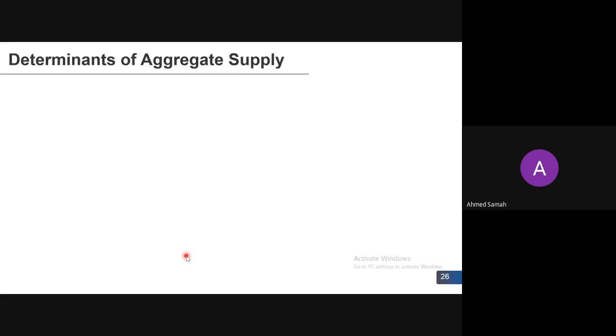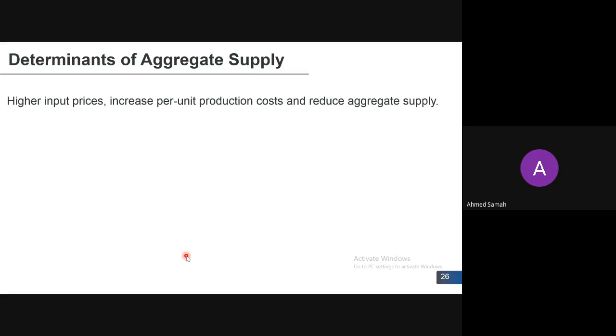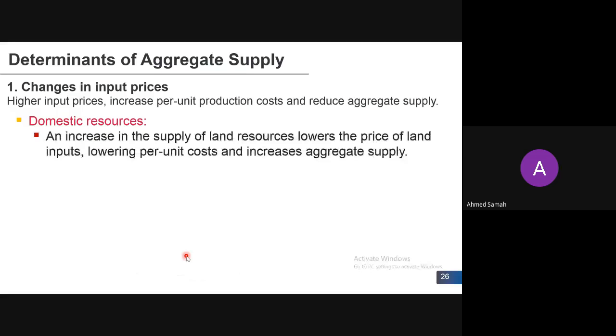Then looking at the determinants of aggregate supply, higher input prices increase per unit production costs and reduce aggregate supply. For example, in domestic resources, an increase in the supply of land resources lowers the price of land inputs, lowering per unit costs and increasing aggregate supply.